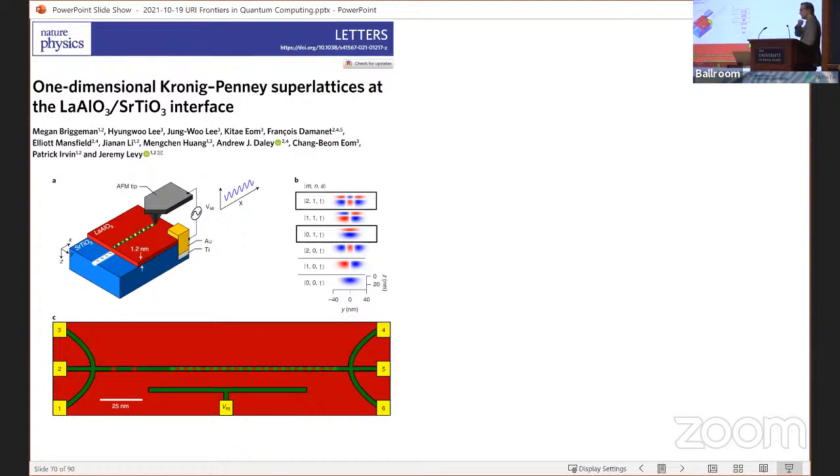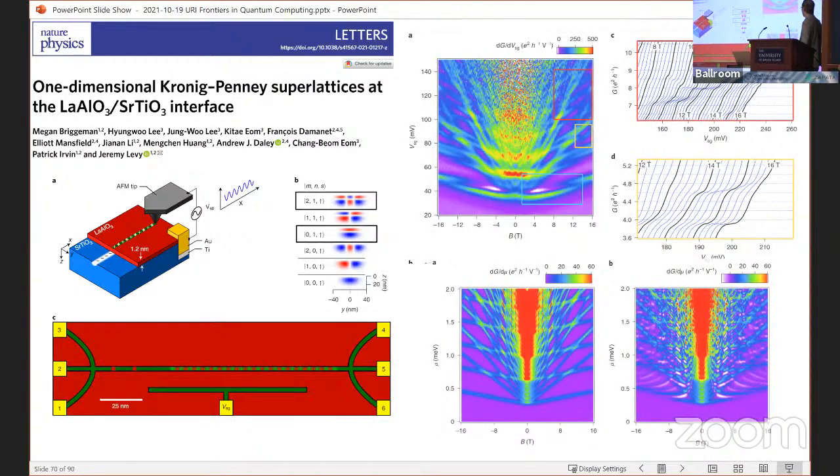What we're doing is moving the tip to write a wire, but as we're moving it, we're modulating the voltage. So we can make it positive and negative or change the amplitude of the voltage. And that ends up creating a superlattice potential. We work with a potential period of about 10 nanometers.